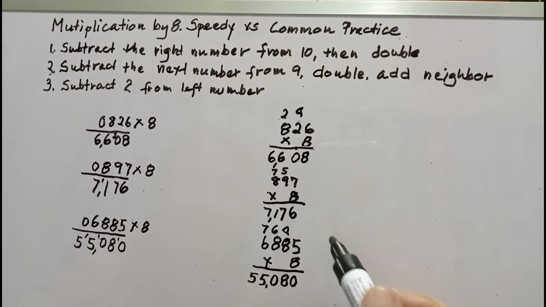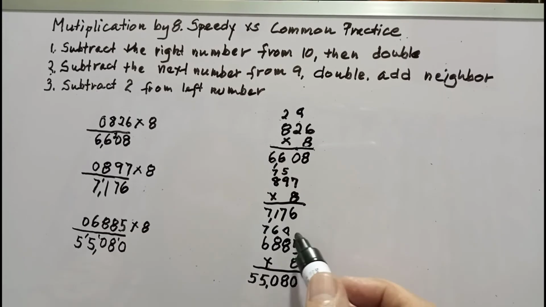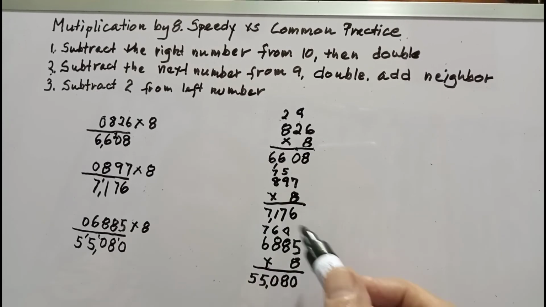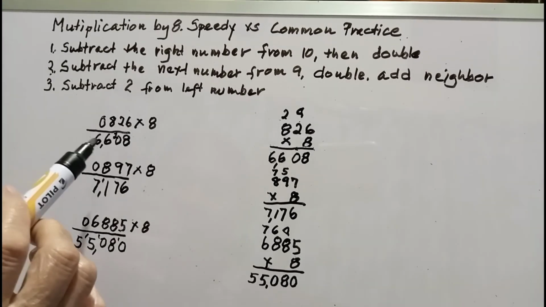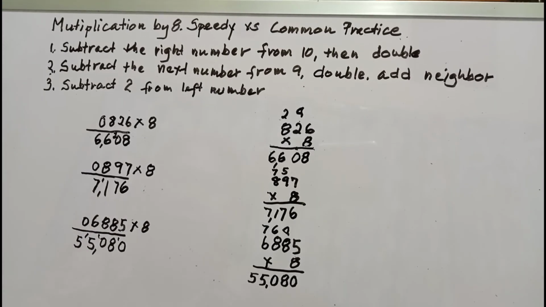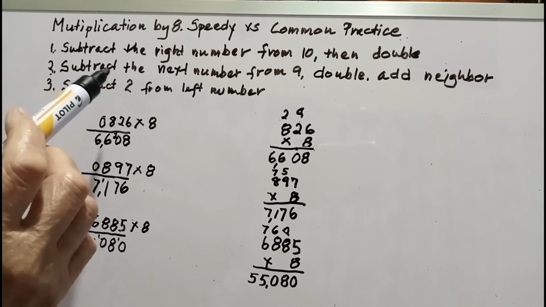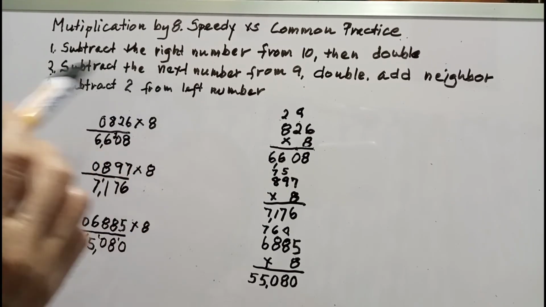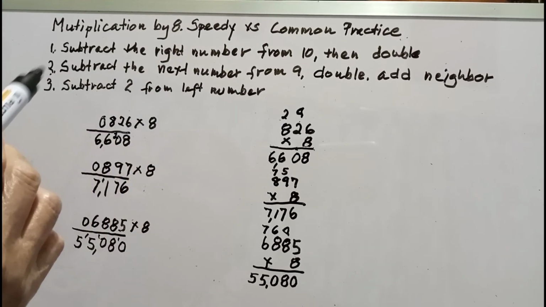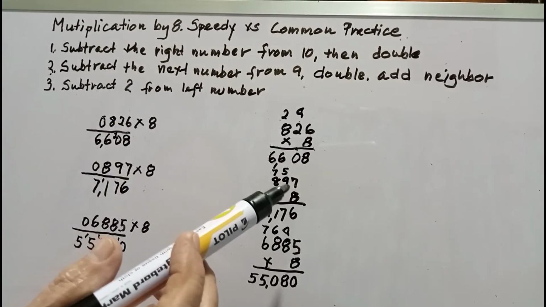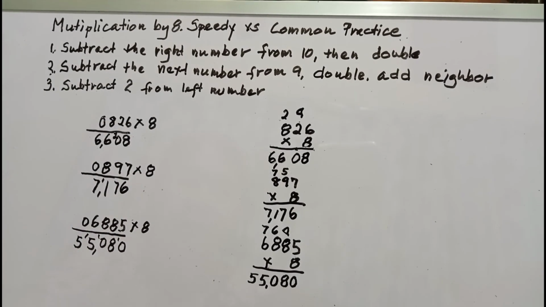Now take note that the carry numbers are getting bigger. We have 7, 6, 4. Instead of just the other side where the carry most of the time is only 1. And then sometimes only it is 2, like this one here. We have carry 2. So if you just have a little practice, patience in the practice with this speedy method, you will really realize that this procedure is much better compared to the common practice.